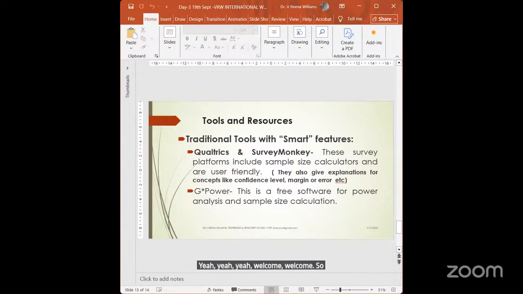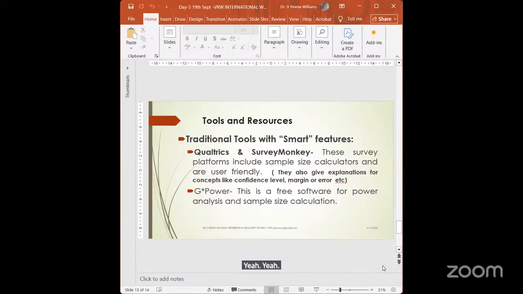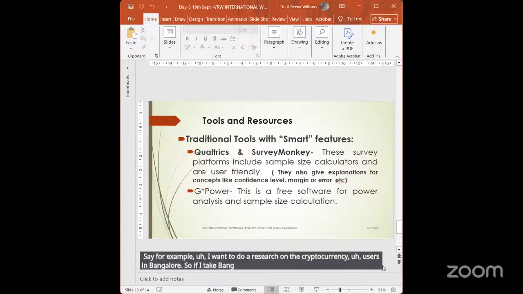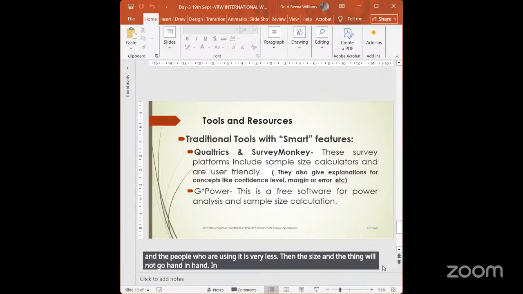Hello, ma'am, Dr. Bennett, I have one small quick question. Say, if at all we want to do research on something which is coming up very new, for example, I want to do research on cryptocurrency users in Bangalore. If I take Bangalore's total population, the people who are using it are very few, so the size and the thing will not go hand in hand. In that case, do we have to take up that formula, population size not known?